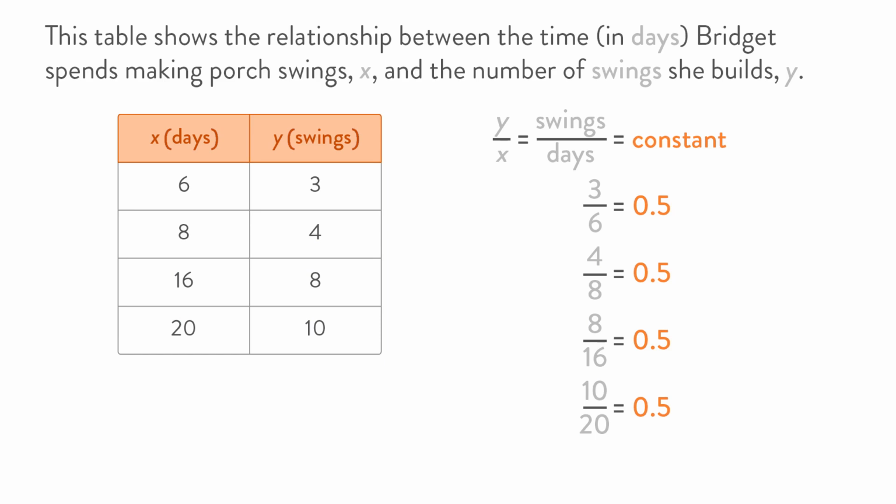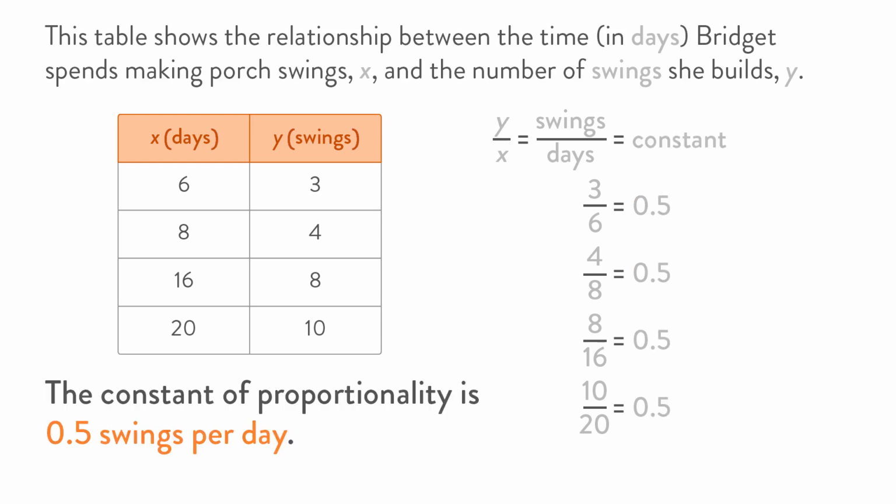The ratio for each pair of x and y values is 0.5. So the variables have a proportional relationship. The constant of proportionality is 0.5 swings per day. In other words, Bridget makes 1/2 of a swing each day.